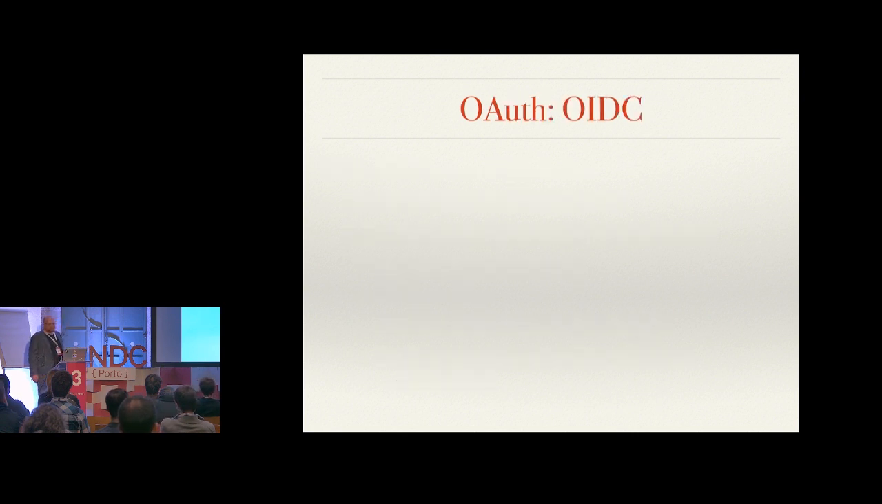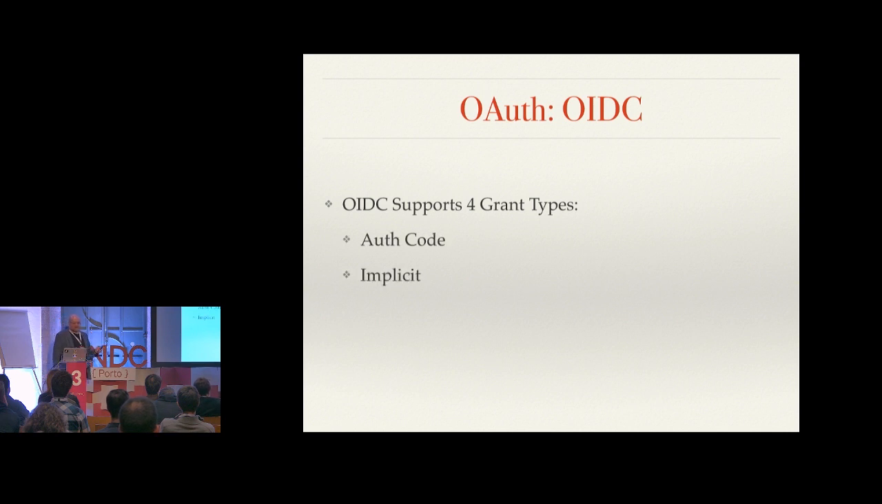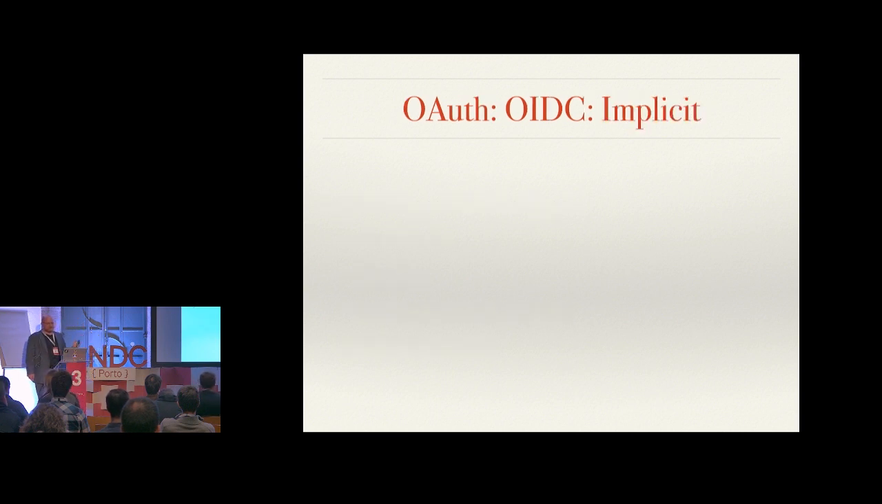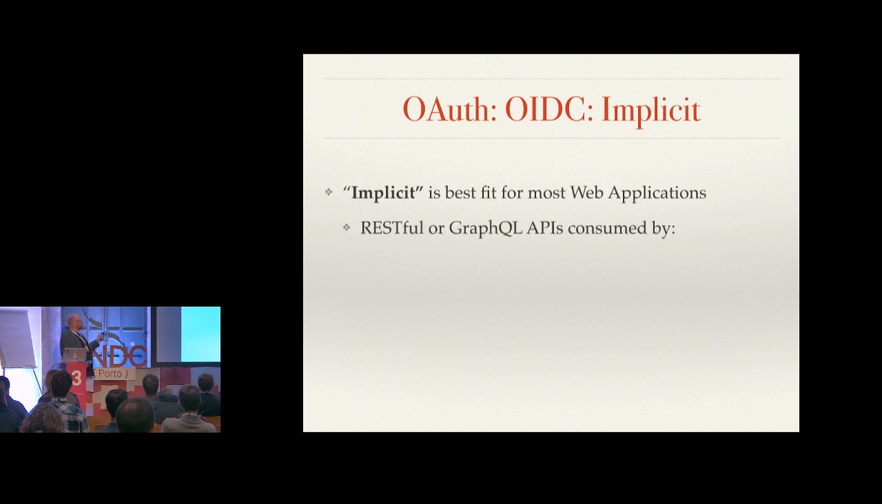Yeah. So it supports 4 grant types. There's auth code, there's implicit, there's resource owner password, and there's client credentials. We're only going to look at implicit. And implicit is used by most web applications. Like if you're doing a RESTful API or GraphQL API, you're probably going to be using the implicit grant.